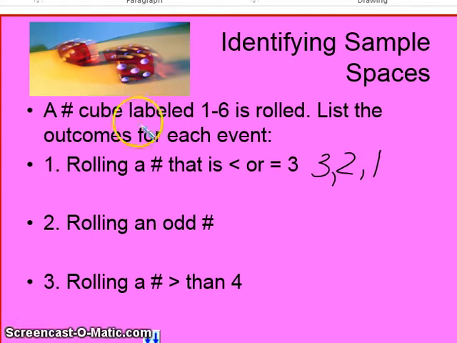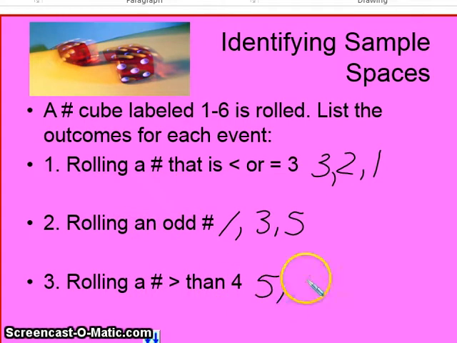This is an example, by the way, and this needs to be in your notes. Number 2, rolling an odd number. The possible outcomes here are all the odd numbers that are on a number cube. So on a number cube, we have 1, we also have 3, and we also have 5. And then number 3, rolling a number greater than 4. So we need to list all the numbers on a die that are greater than 4. So that gives us just 5 and 6.